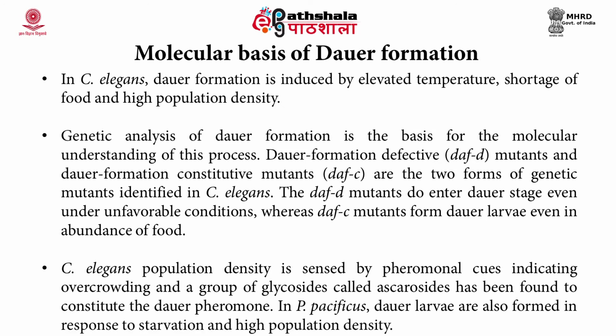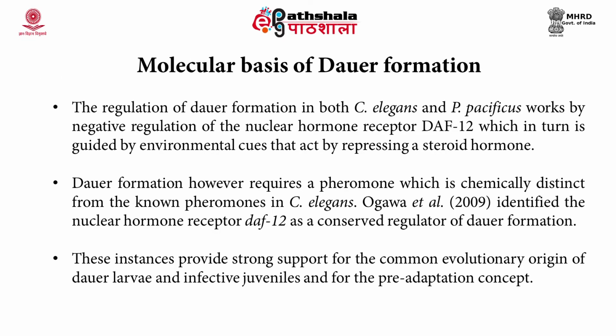C. elegans population density is sensed by pheromonal cues indicating overcrowding, and a group of glycosides called ascarosides constitutes the dauer pheromone. The regulation of dauer formation includes negative regulation of the nuclear hormone receptor DAF-12, which in turn is guided by environmental cues that act by repressing a steroid hormone.